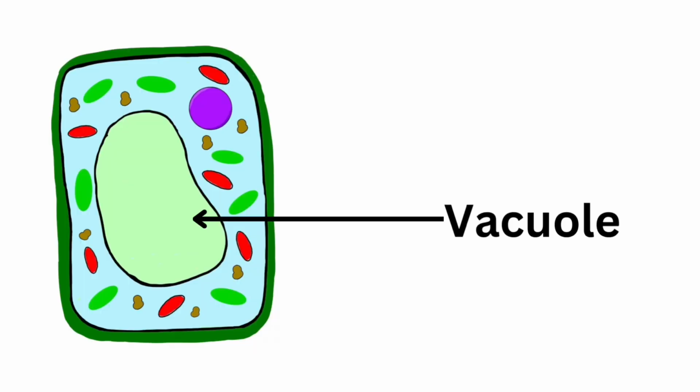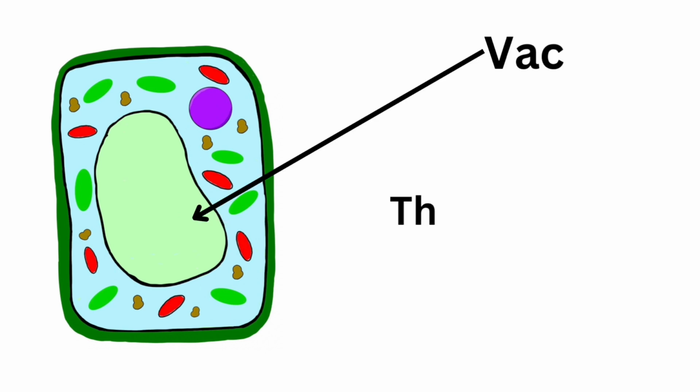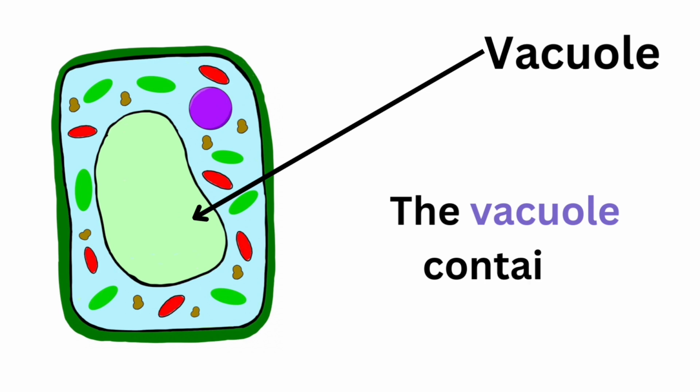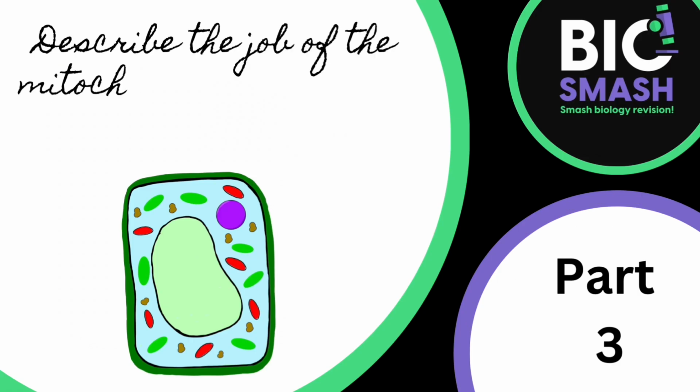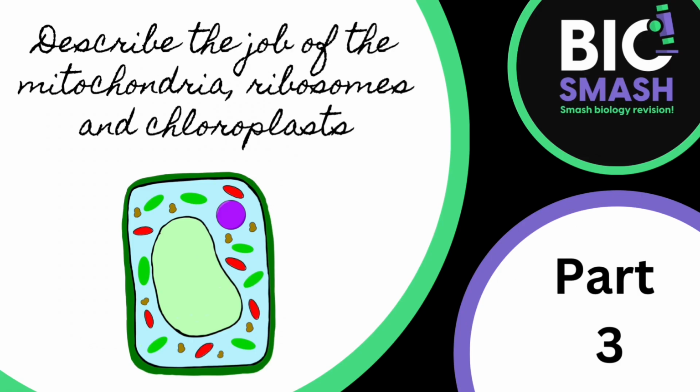Another large part inside the cell is the vacuole, and you can see that labelled here. And the vacuole contains the cell sap, so that's the key line that you need to write down and remember for exams. Now let's look at some of the smaller parts found inside the plant cell.